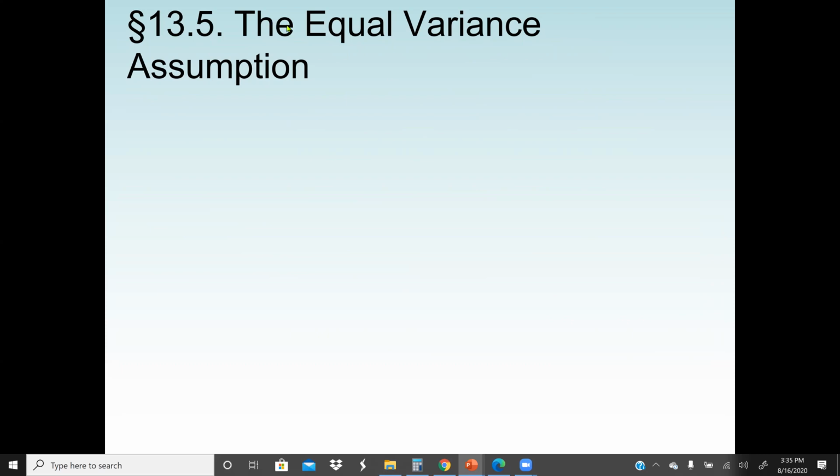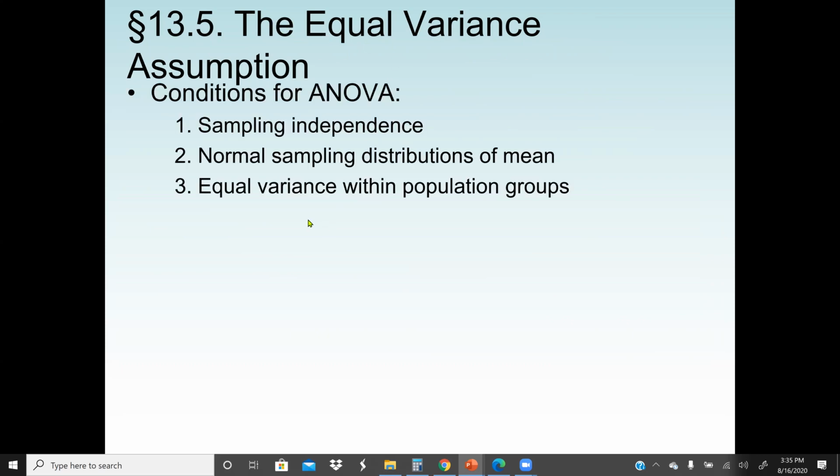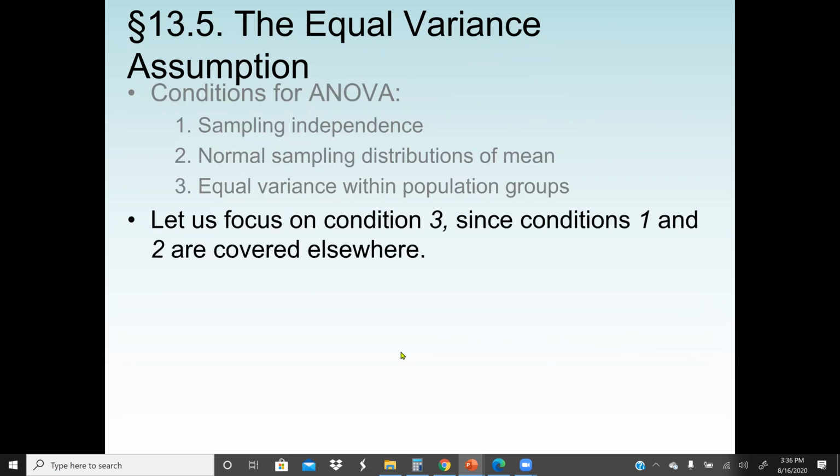The next section is called the equal variance assumption. The conditions for ANOVA: first, we have to make sure the sampling is independent. Also, the sampling distribution of the mean should be normal. Then, equal variance within the population groups. So now let us focus on condition 3, the equal variance within the population groups, since conditions 1 and 2 are covered elsewhere.